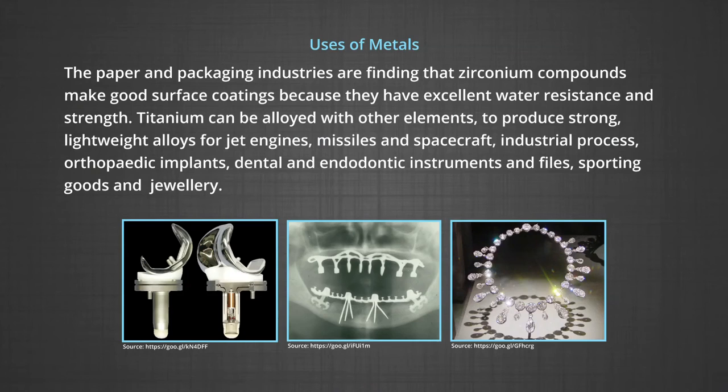and strength. Titanium can be alloyed with other elements to produce strong, lightweight alloys for jet engines, missiles and spacecraft, industrial processes, orthopedic implants, dental and endodontic instruments and files, sporting goods and jewelry. The main physical property of both titanium and zirconium, which belong to the same group, is that they are resistant to corrosion and have a high strength to density ratio.